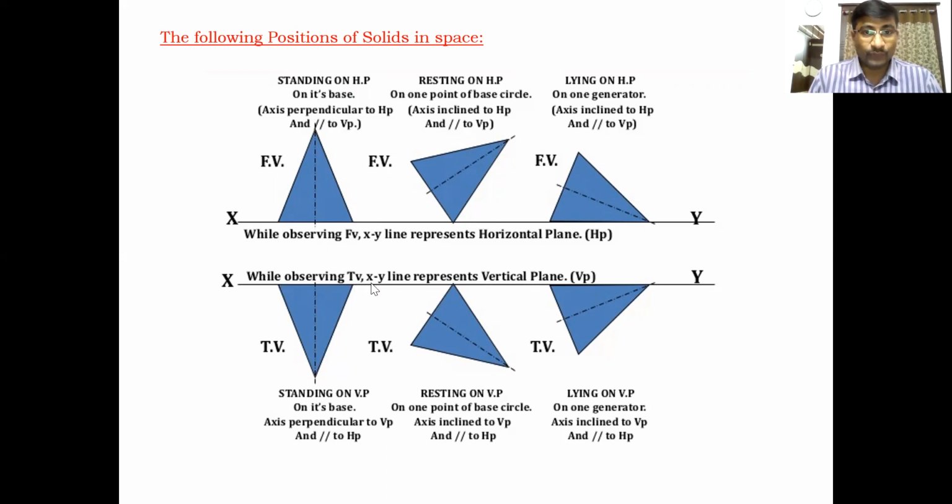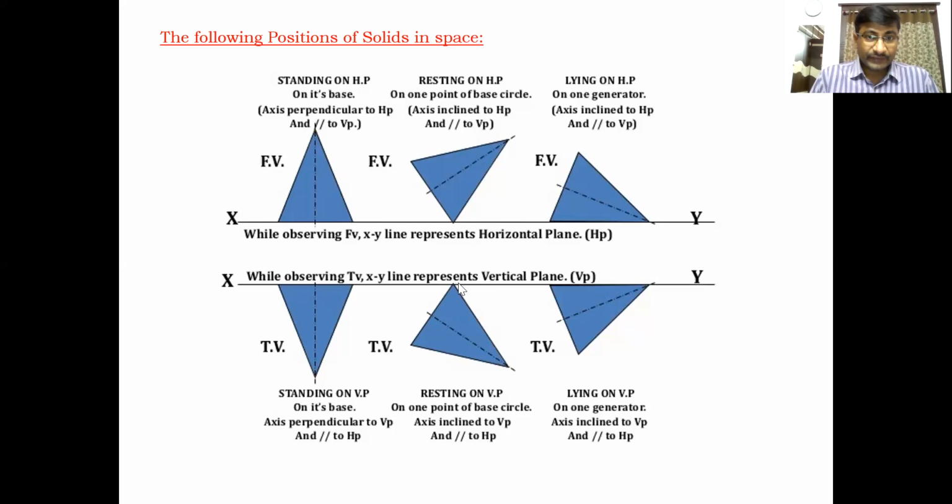While observing the top view, the XY line represents the vertical plane. Below that, the top view positions are drawn. This is the top view when the axis is perpendicular to the VP; the axis is perpendicular to XY. Clear? Here one point on the base circle is on the VP. One of the base points of the circle is in the VP.